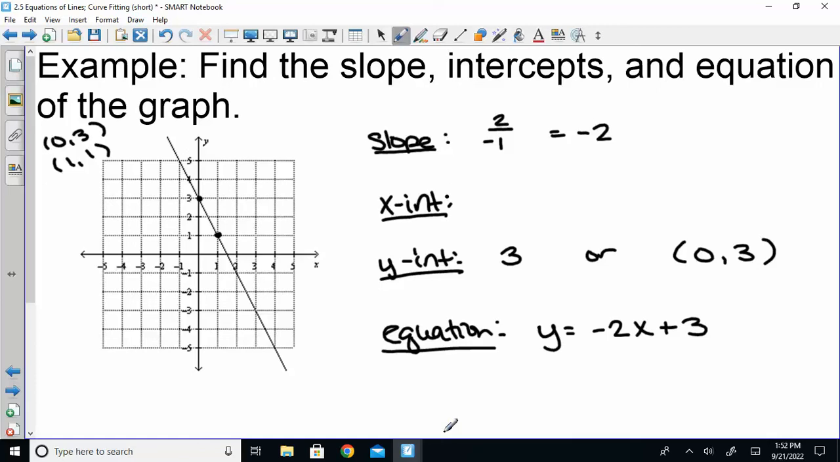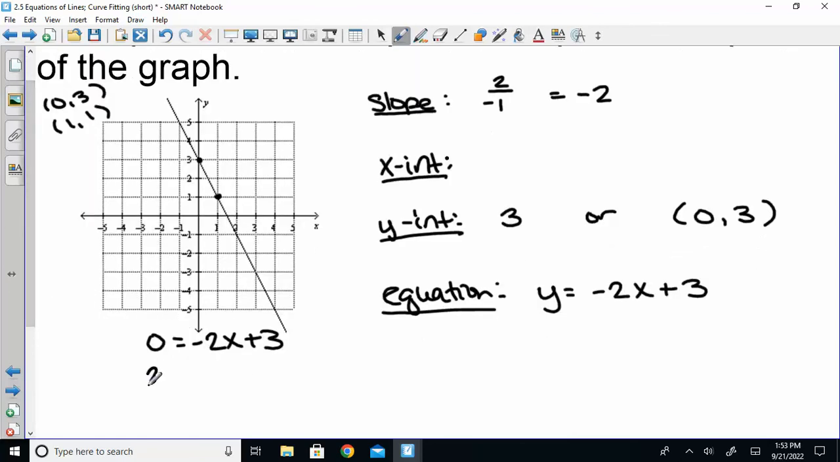If you're on the x-axis, what does y equal? 0. Could I plug a 0 in for y in this equation? So if I did that, I get 0 equals -2x plus 3. Add over my 2x, divide, and we get 3/2, or 1.5, like we said it looked like. As an ordered pair, that would be (3/2, 0). Remember, intercepts are where you hit the axis, so the opposite variable is always 0.